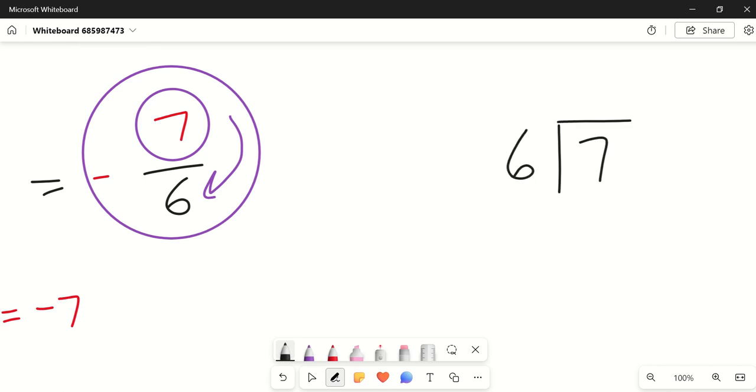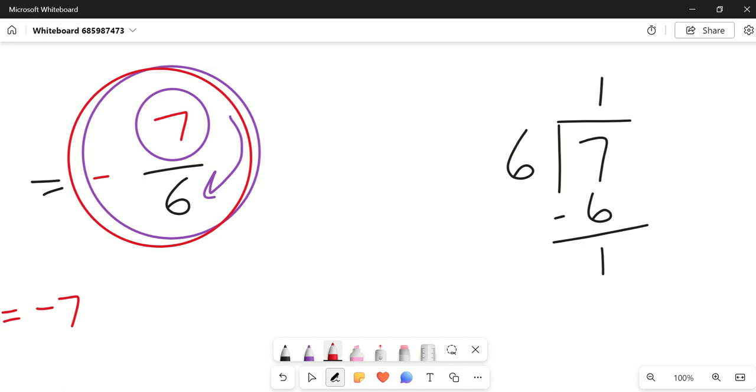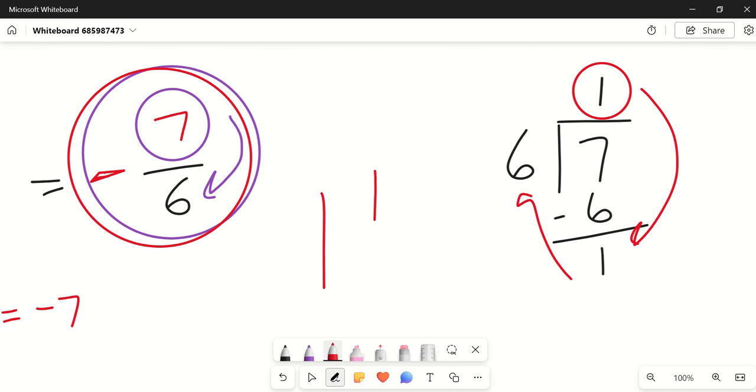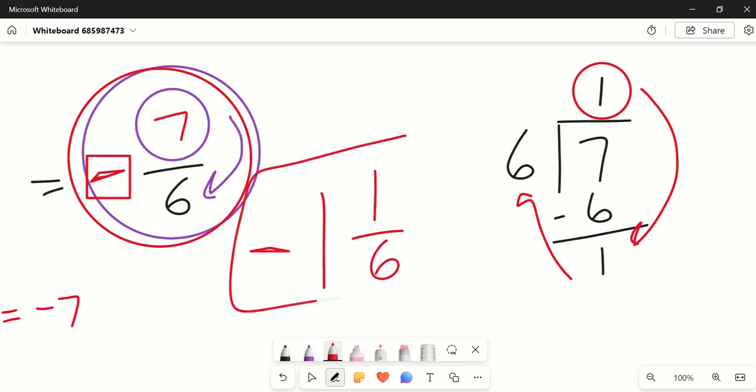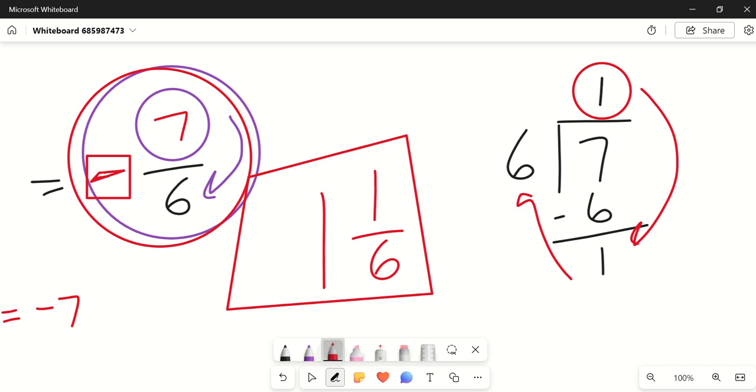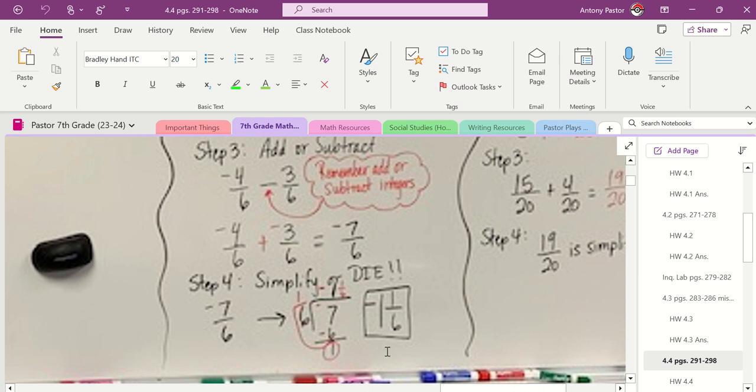6 will go into 7 one time. That will be 6, and I'll have 1 left over. Therefore, 7/6, or I should say negative, because it's still negative 7/6, will become 1 and 1/6. 1 and 1/6, but remember it was still negative, therefore it's a negative 1 and 1/6. Negative 1 and 1/6. And if we look over here, that's exactly what we got.